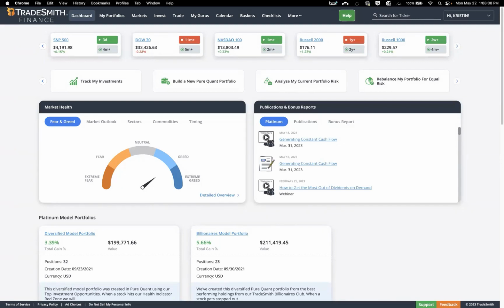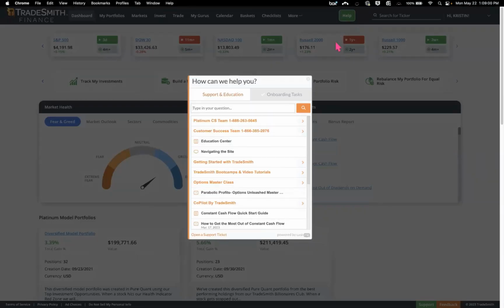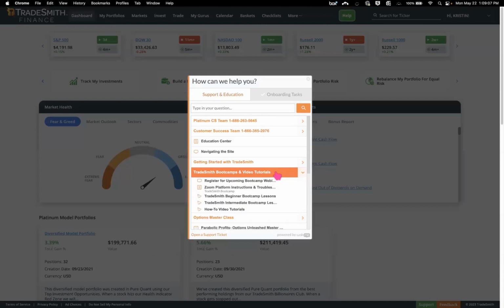All right, so before we get to that Risk Rebalancer tool, let's just check out that help menu really quick for our newbies. If you want to access additional educational resources like these bootcamp webinars or the short how-to video tutorials that we record, you want to find all of that in the help menu, which is here in green. So you just want to click on that. And then we have our own folder. So you can click on the TraceSmith Bootcamp and video tutorials.